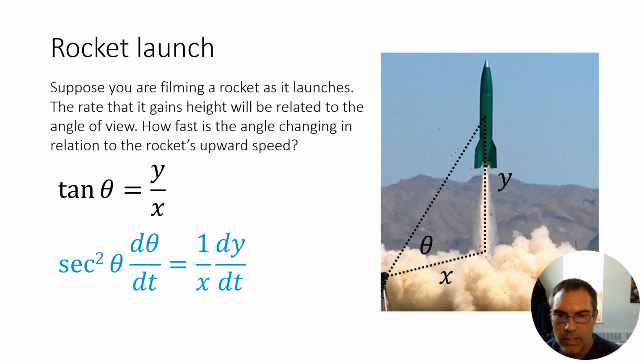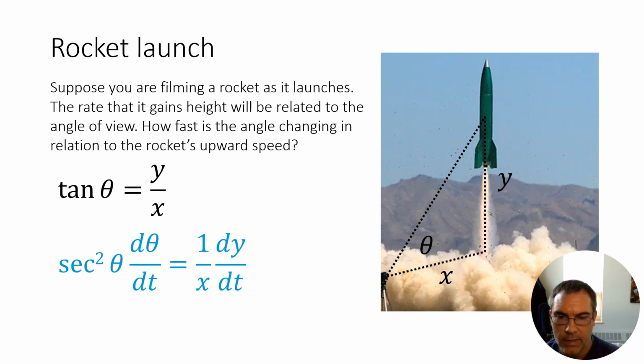So we have a right triangle, and if you recognize the SOHCAHTOA applies here, you can say tangent of this angle is opposite over adjacent. So tan theta is y over x. So this is our relationship between these three variables.